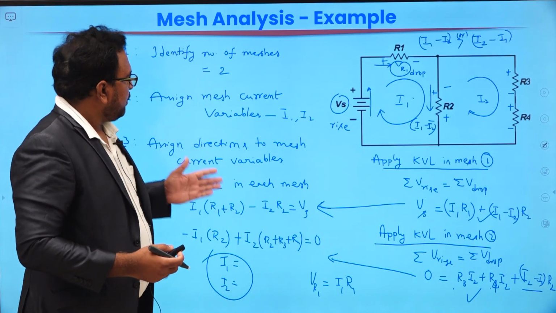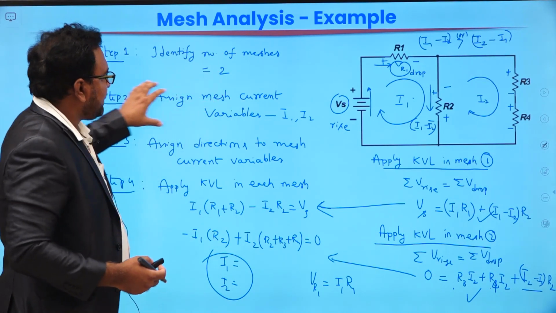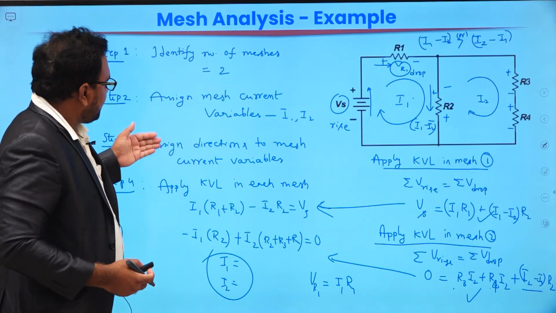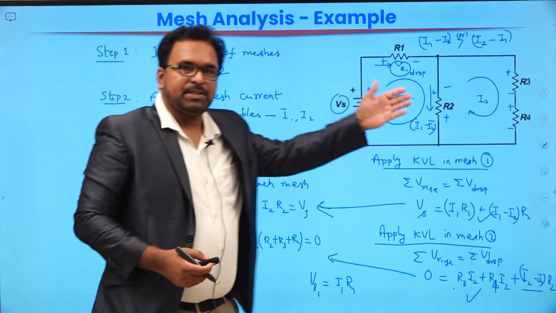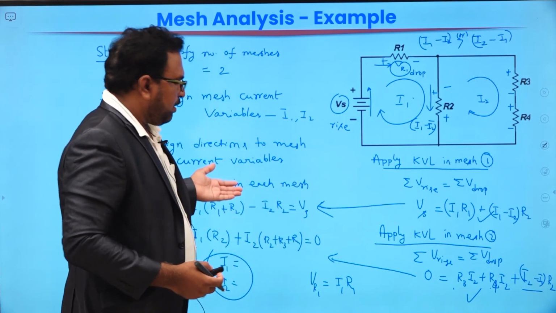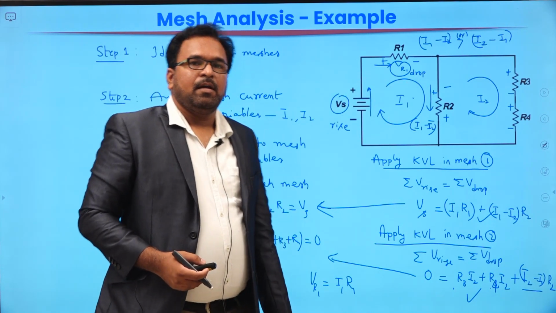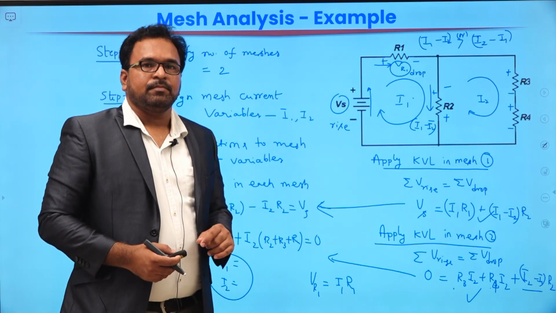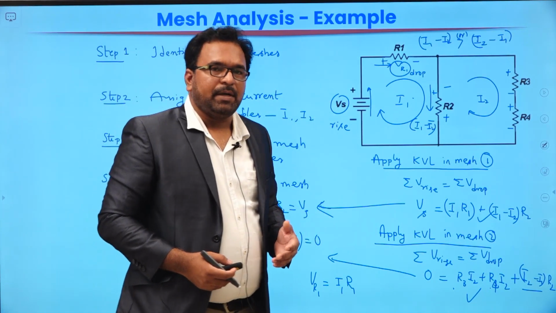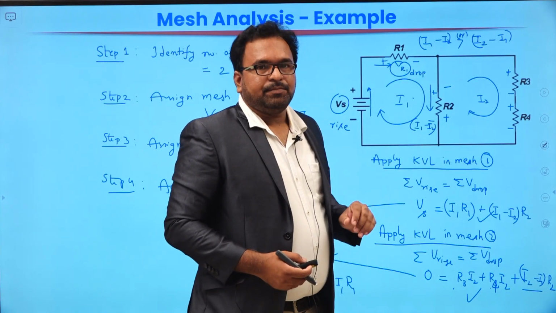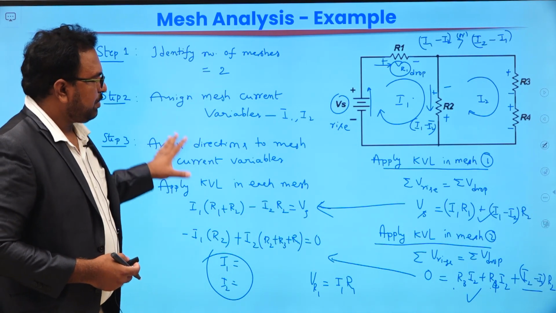So in the exam, you have to follow this process. First, identify the number of meshes. Next, assign mesh current variables. Afterwards, assign directions to each mesh current. Then apply KVL in each mesh, and after that you will get a set of equations. Solve those equations to obtain the values of the assumed mesh current variables. After that, you can calculate the required parameter in the circuit, either current or voltage across any other element. So this is how you are going to apply it.